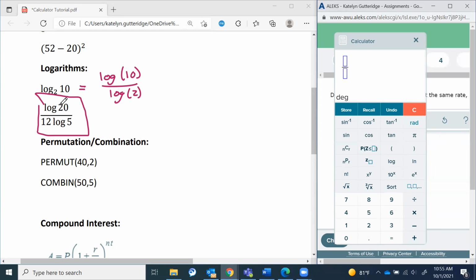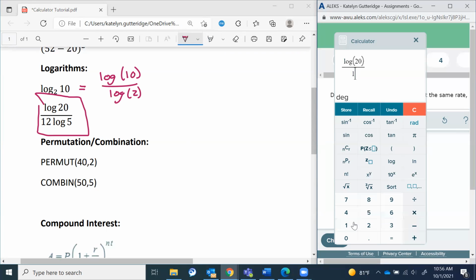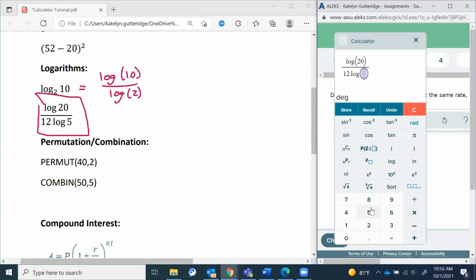And in the numerator, I'm going to enter that log of 20, just like we would have done that log of 10. So I do my log, and I put in my 20. Now I'm going to click into the denominator. The denominator has 12 log 5. In between that 12 and that log, there is an implied times. Our ALEKS calculator will do the multiplication for us, so we don't have to worry about putting that star there. We can enter that in as 12 log 5. So I type out the 12, click on my log button, type out the 5. So in my denominator, it's 12 log 5, just like I see on my piece of paper, and then I hit enter.